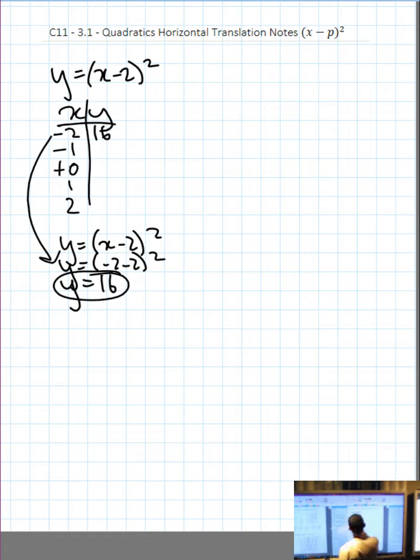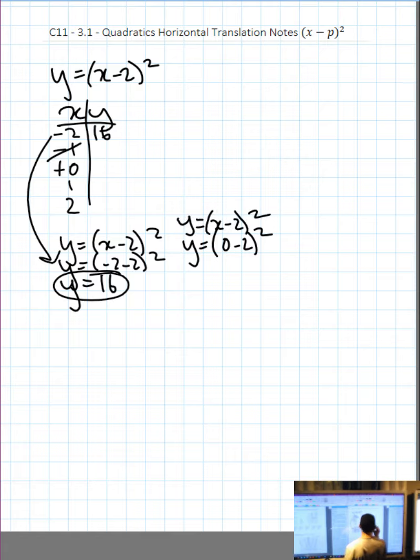Let's not even bother doing negative 1. 16 was way too high. Let's do 0. So y equals, substitute 0 in for x into the equation. Y equals x minus 2 all squared. 0 minus 2 is negative 2. Squared is 4. Y equals 4. Put that in the table.